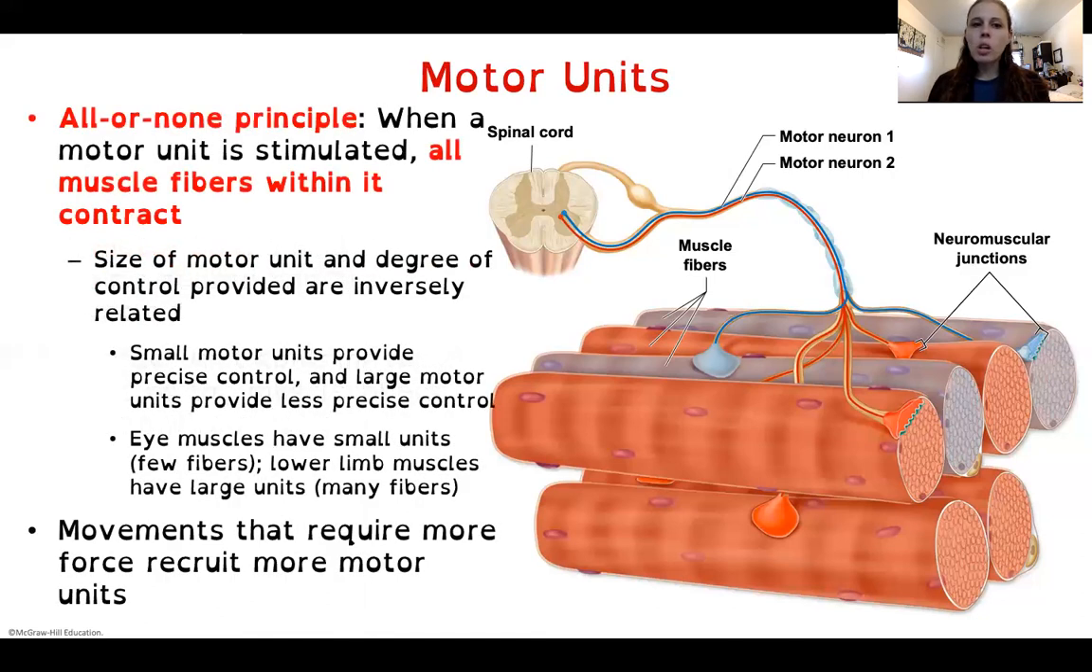There is a principle called all or none, in which when one motor unit is stimulated, so when there is an electrical signal coming from a motor neuron, then all the muscle fibers within that motor unit will contract. It's called all or none, meaning that either all muscle fibers are contracting or none of them. If none of them, it means that the motor neuron is not sending the signal. But if the motor neuron is sending the signal to the muscle fibers in its motor unit, then all of them will contract.